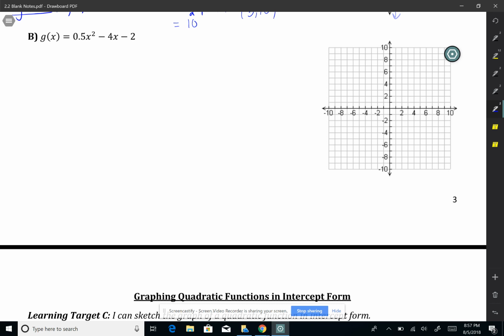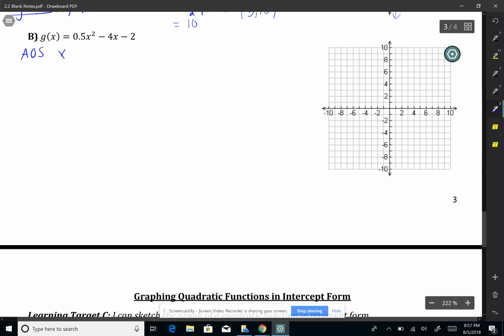G of x equals 0.5x squared minus 4x minus 2. We're going to start with the axis of symmetry, using x equals negative b, which is a negative 4, over 2 times a, which is 0.5. I guess I could have written my a, b, and c before I got started. A is 0.5, b is negative 4, c is negative 2. Well, the negative times the negative cancels, and that gives me a positive 4. 2 times 0.5 is 1. 4 over 1 is 4, so my axis of symmetry is at x equals 4.